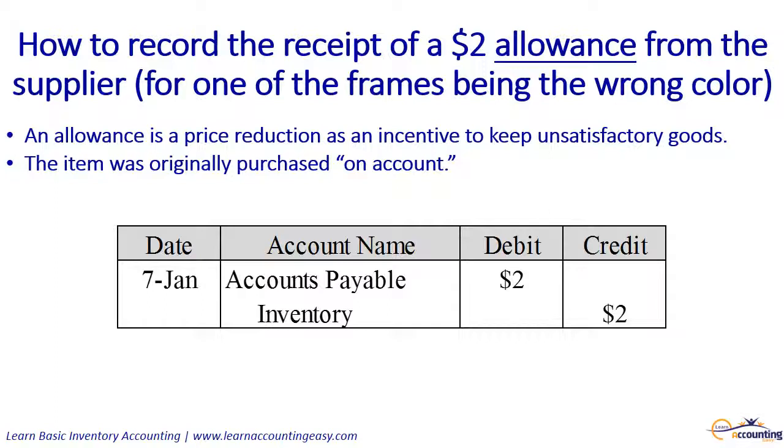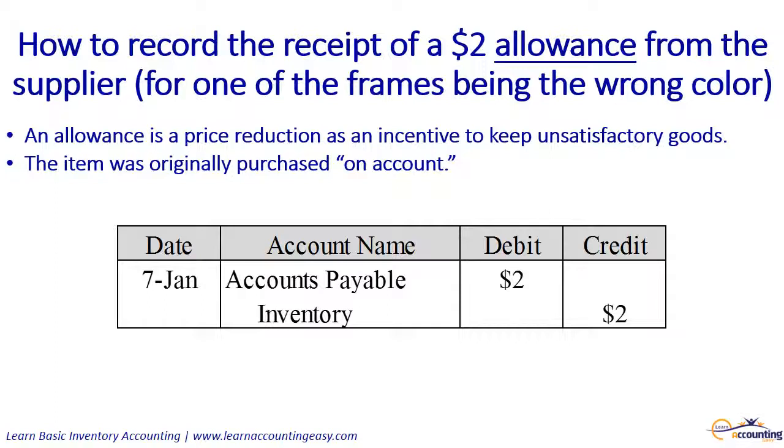Something else that can happen is that we can receive what's called an allowance from the supplier. And in this case, we're saying one of the picture frames was actually the wrong color. So maybe we wanted a red one, they gave us a blue one, and we don't want to return it. We'll still sell the blue one, but we could use a $2 allowance from the supplier. So as the note here says, an allowance is a price reduction, which is an incentive to keep unsatisfactory goods. And as shown in the previous slide, these 2 picture frames were originally purchased on account, meaning credit was extended, we didn't pay cash at the time of purchase.